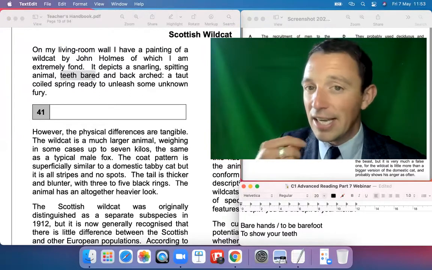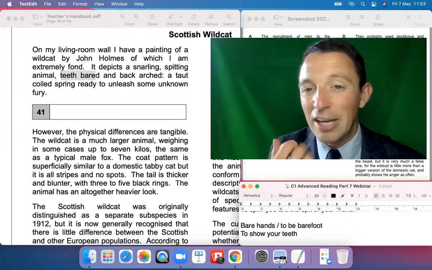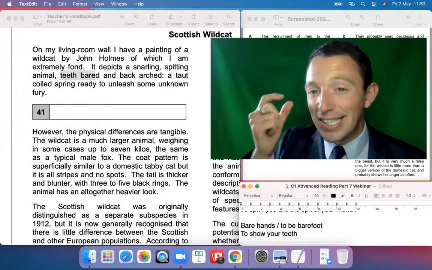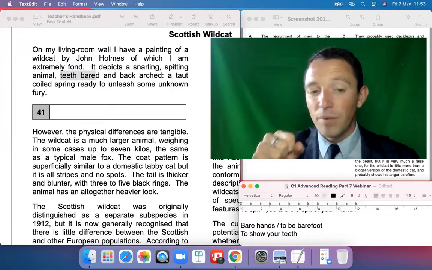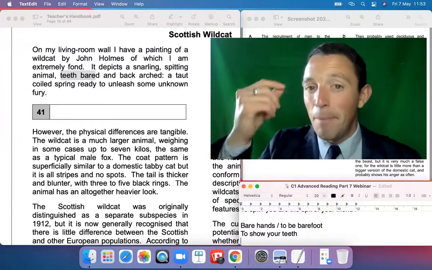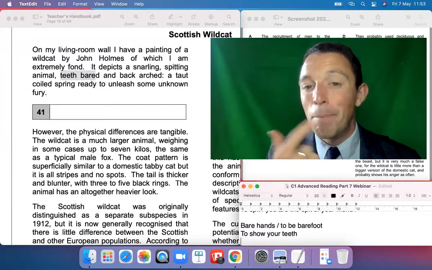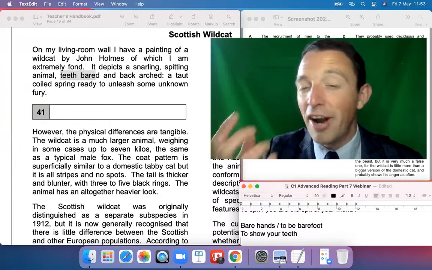in business, in lots of situations, you bare your teeth, and it means to show your teeth, which is a synonym really to snarl. Okay, so really good vocabulary. And in this picture, the animal has the teeth bared, so they're showing the teeth because they're very aggressive.